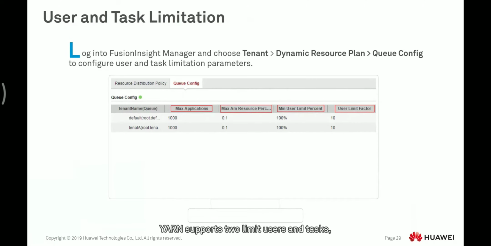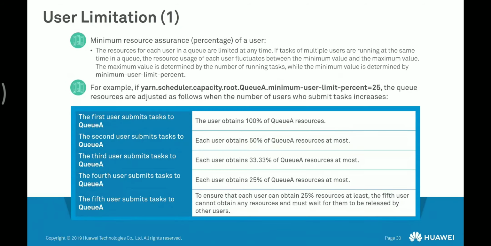Besides, Yarn supports limiting users and tasks. We can configure the user and task limitation parameters by FusionInsight Manager on the QConfig page. For user limitation, which indicates the resource usage restrictions for users, there are two parameters.